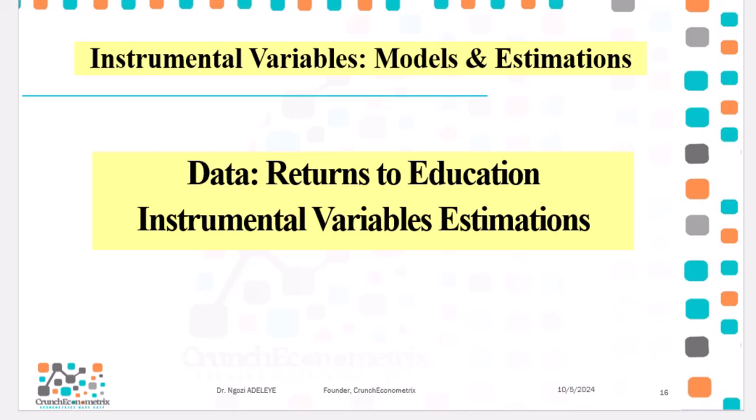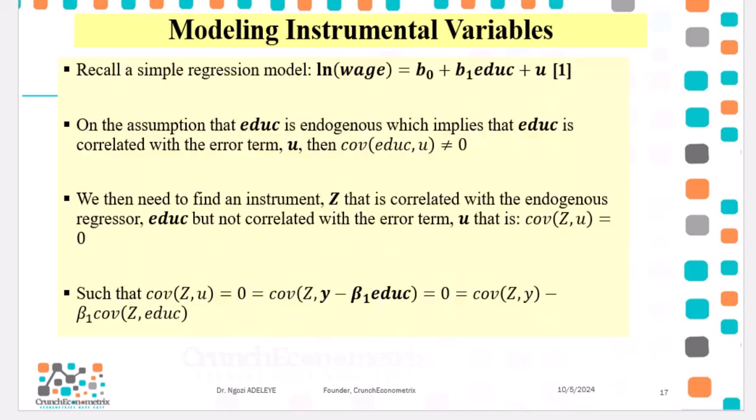Recall that we are still using the Wooldridge Returns to Education MROZ data. I have provided the link to the data and the Stata do file in this video description. Now recall the simple regression model, log of wage as a function of education. We have assumed that educ is endogenous, which implies that the variable is correlated with the error term, such that the covariance between educ and the error term is not equal to 0.